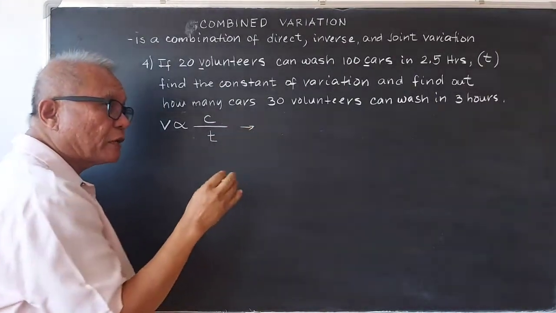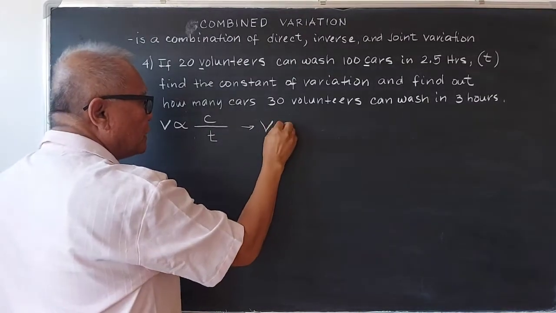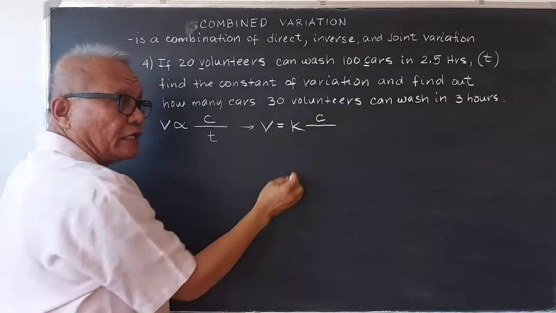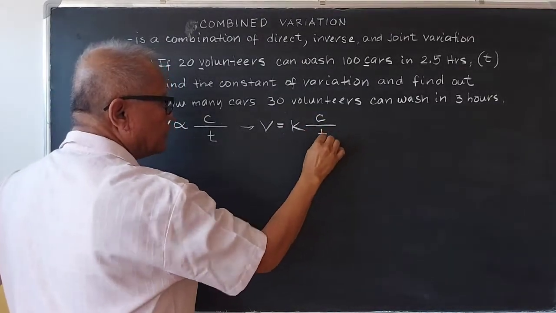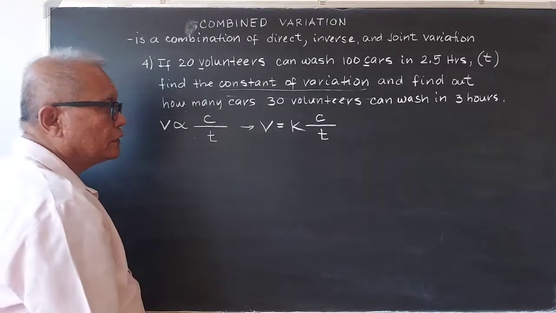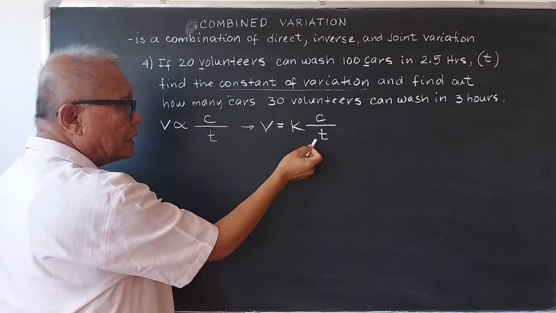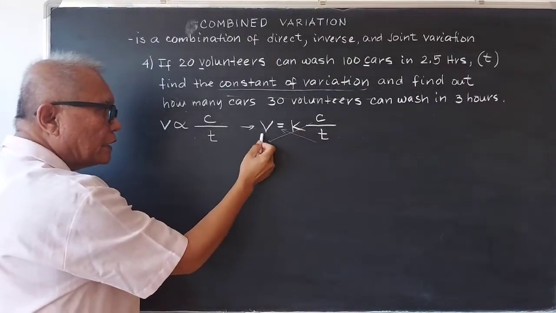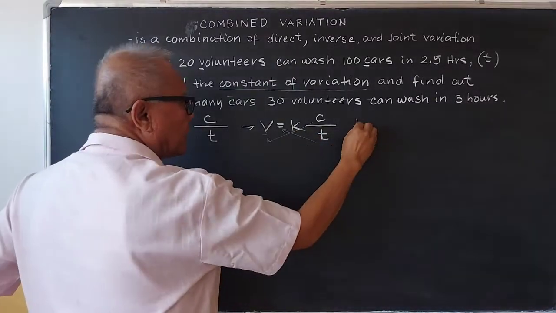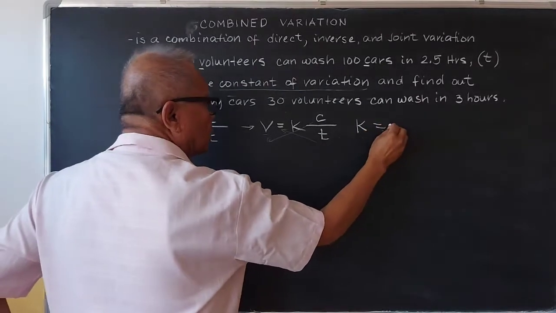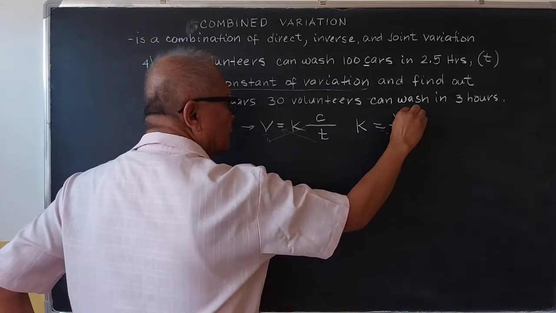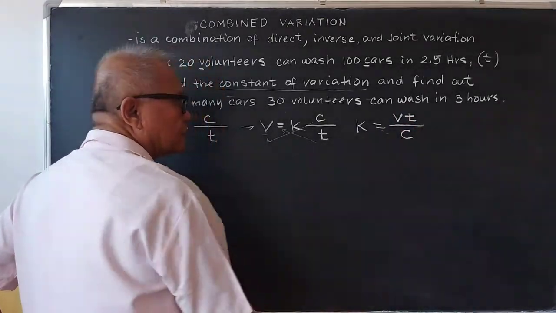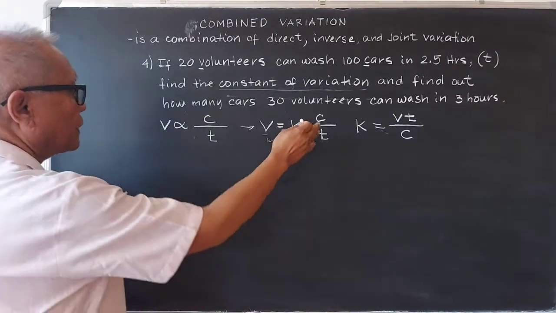Now let us write that one in equation form. We have the V is equal to K times the C over the T. And then we solve for K. So cross multiply T multiply to V, the C multiply here, down here. So our K is equal to volunteers times time and then over C. So let us solve for K.